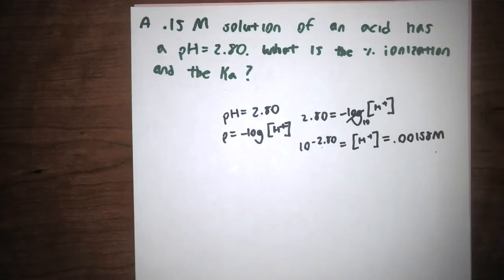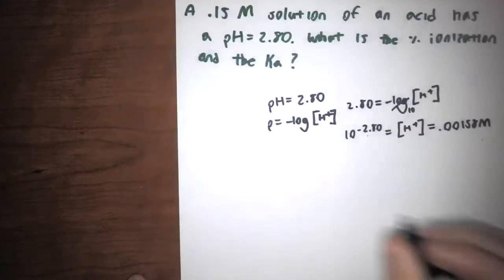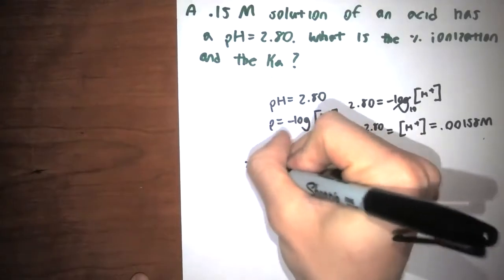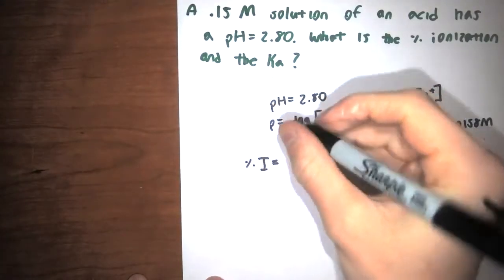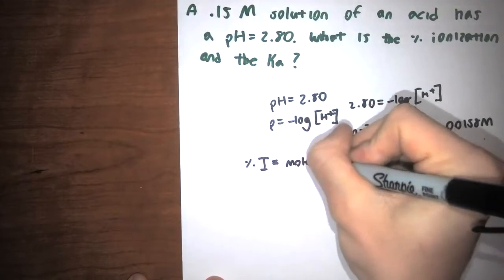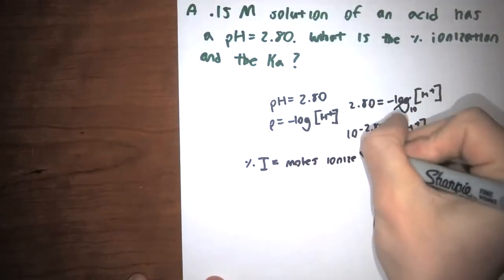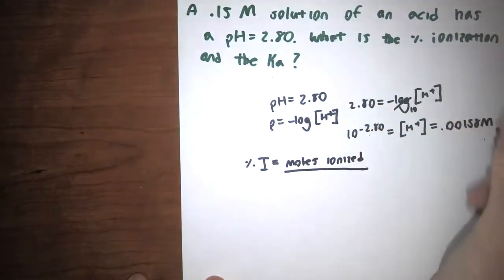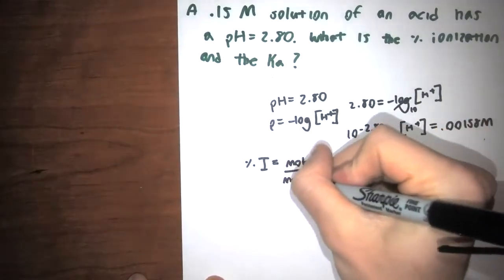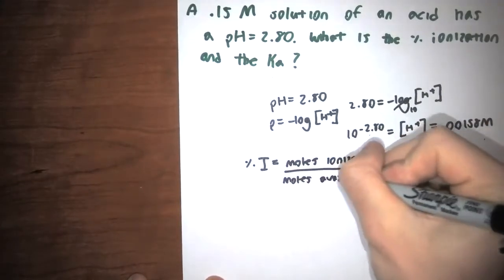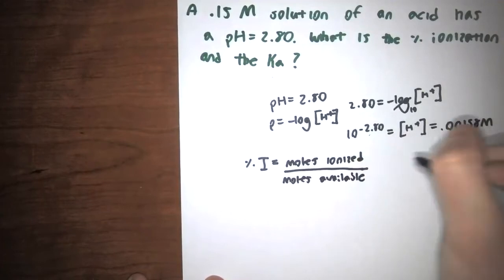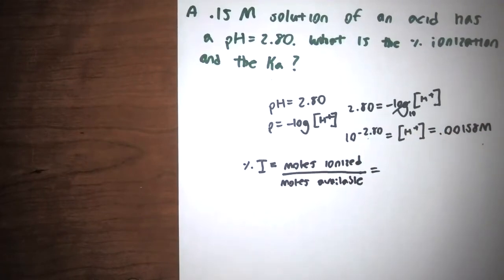Now let's look at what the problem's asking. What is the percent ionization? Percent ionization, I'm going to abbreviate percent I, is equal to moles ionized divided by moles available. Well, how many moles did I ionize?